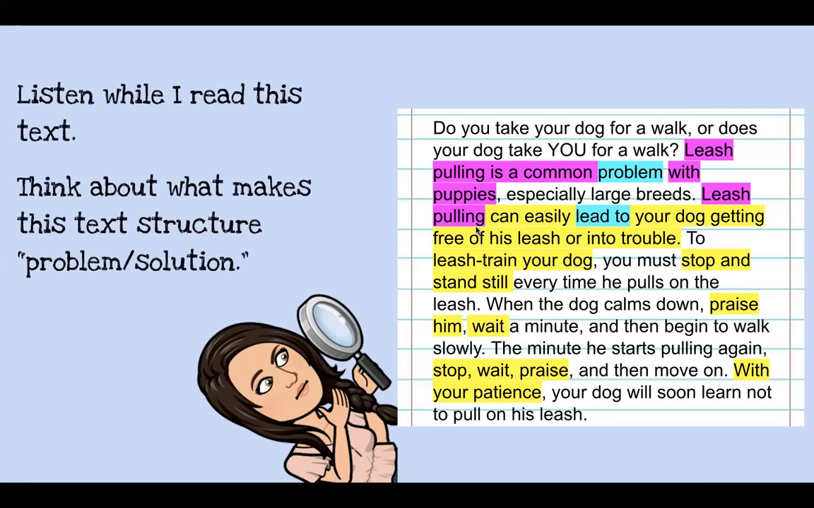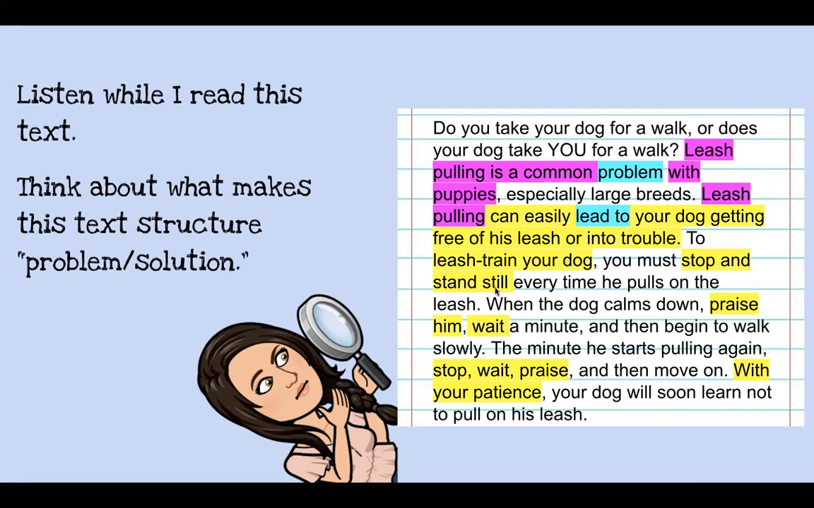It's a problem because it can easily lead to your dog getting free of his leash or into trouble. So that's the problem and why it's a problem here. I then went and highlighted to see, was there a possible solution? And it does present a solution to this problem. It says that you can leash train your dog, and it even gives you steps of how to do that.